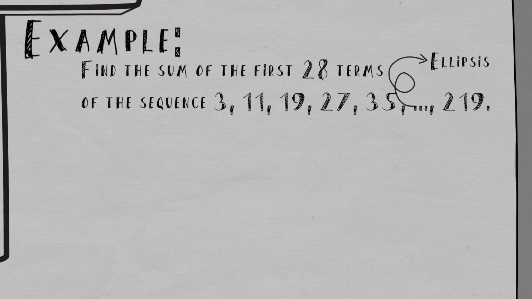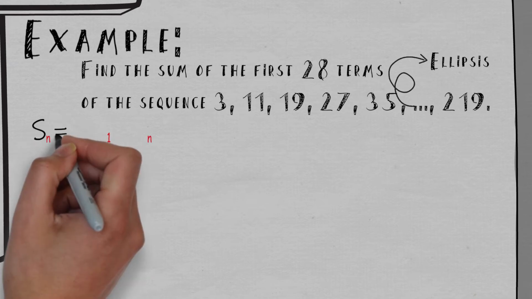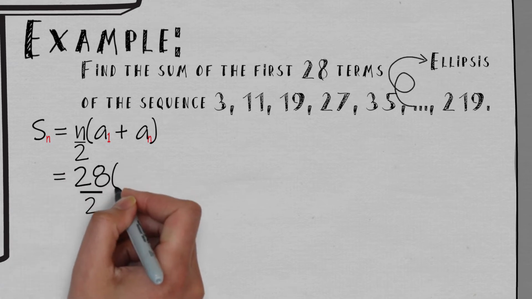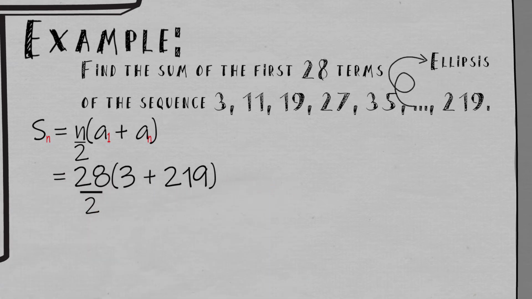So now let's start, and since we have our last term, we would use this formula. The sum of terms is equal to N over 2 times the sum of the first term and the last term. Let us substitute the values. For N, the number of terms, that would be 28. Our first term is 3, and our last term would be 219. We become 28 over 2 times the sum of the first term, which is 3, and the last term, which is 219.